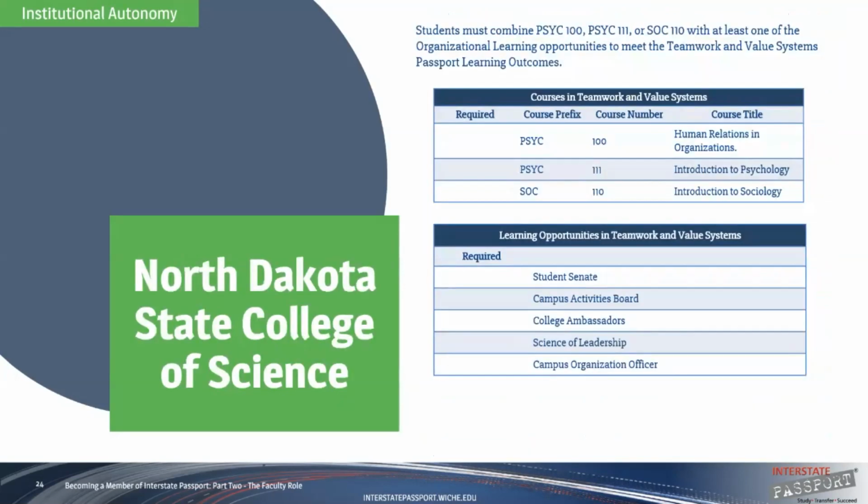North Dakota State College of Sciences has another different approach. They say that in order to complete the teamwork and value systems learning outcomes, you must take one rather traditional social science course where these kinds of things are discussed, but then you also must participate in a teamwork opportunity on the campus. For example, Student Senate, Campus Activities Board, College Ambassadors, campus organization officers, science of leadership, activities where you demonstrate that you can successfully participate as a member of a team.